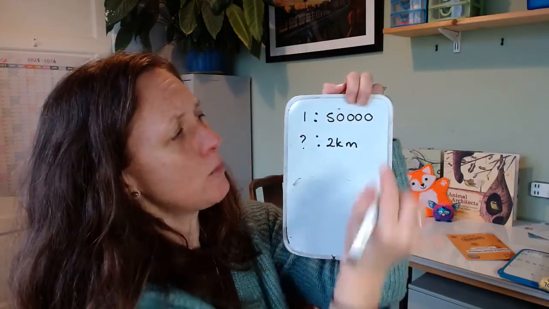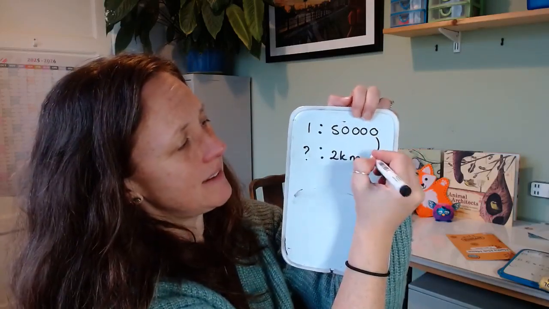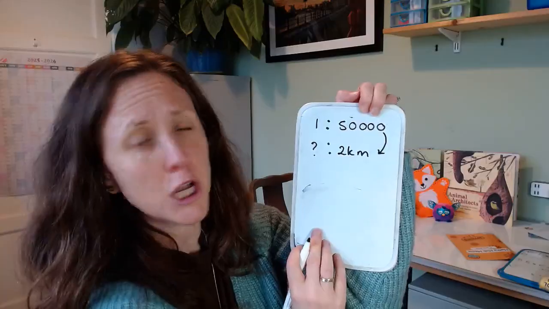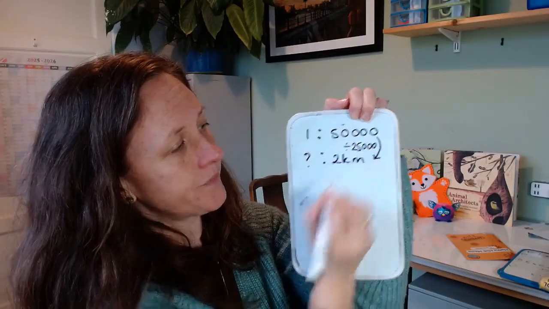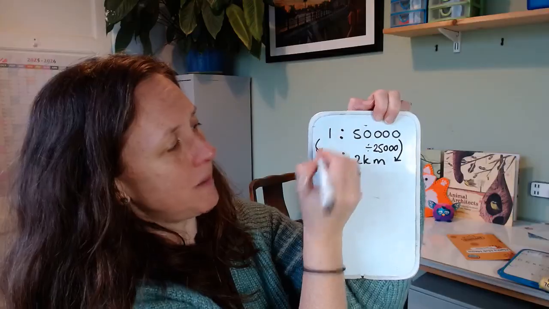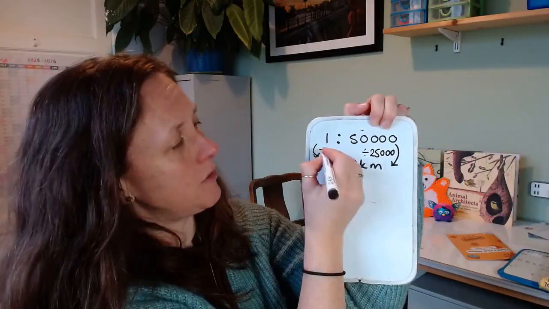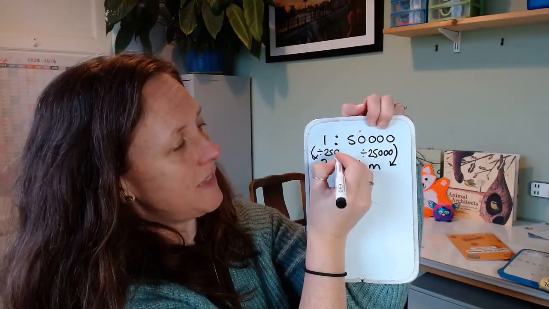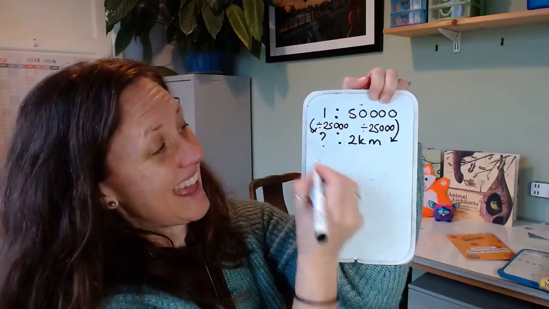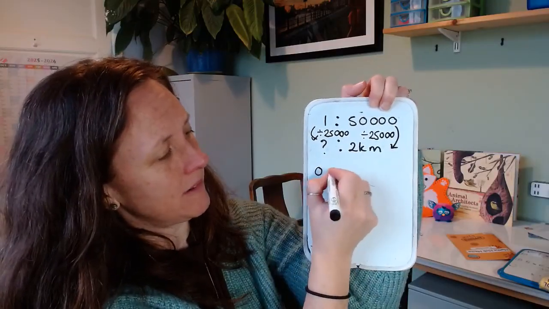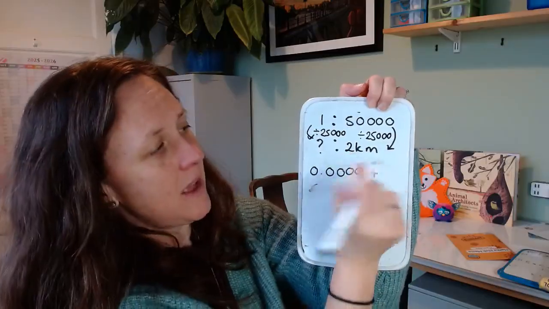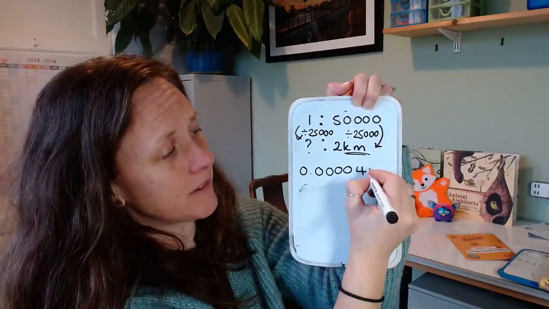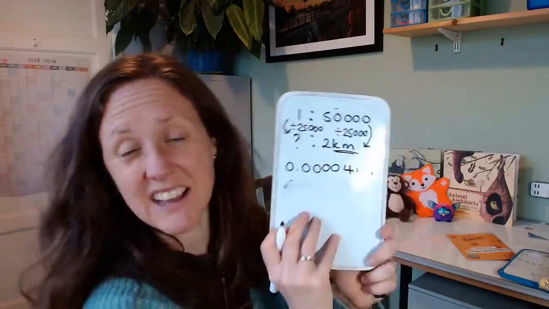So we could say, oh wait, well actually, to get from 50,000 to 2, I divide by 25,000. So I do 1 divided by 25,000 as well. As long as I'm doing the same on both sides, that is fine. And I get then 0.00004 as my answer. And that makes sense because it's in kilometres. So that is right. That is the correct answer.